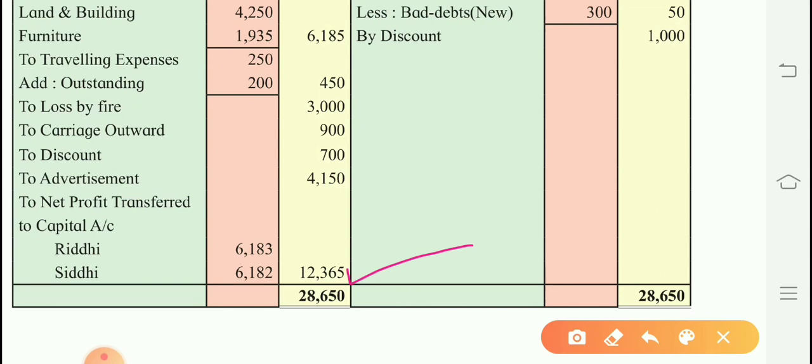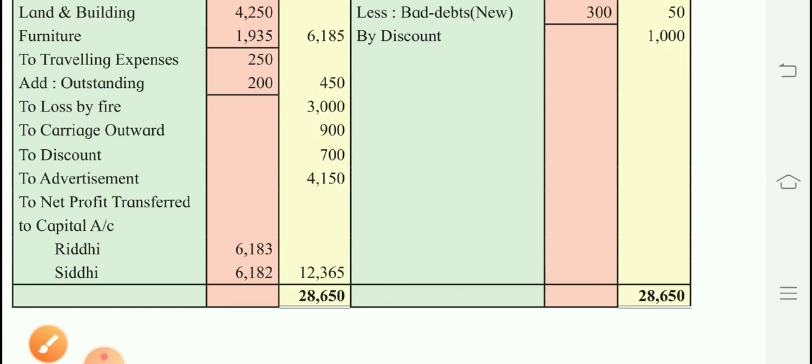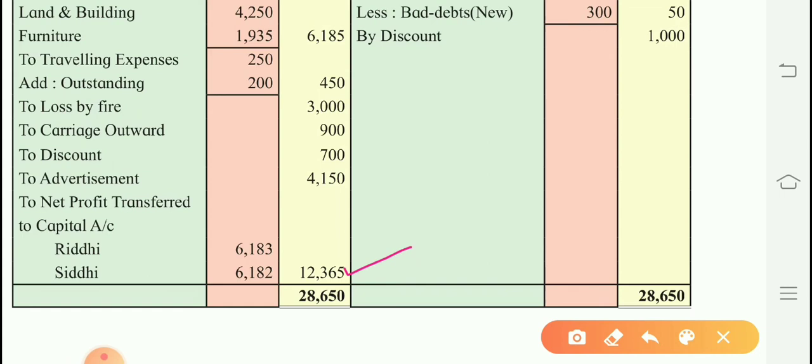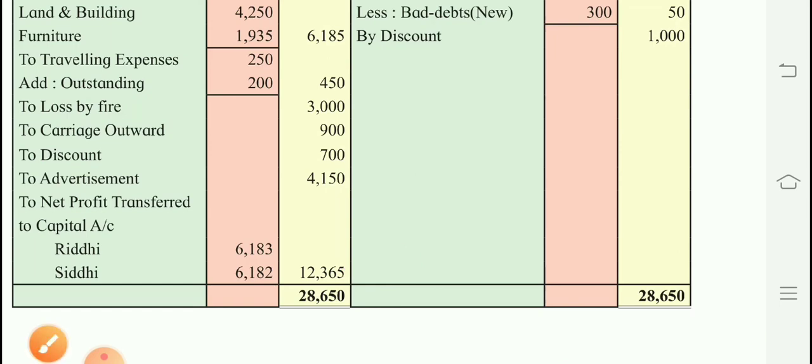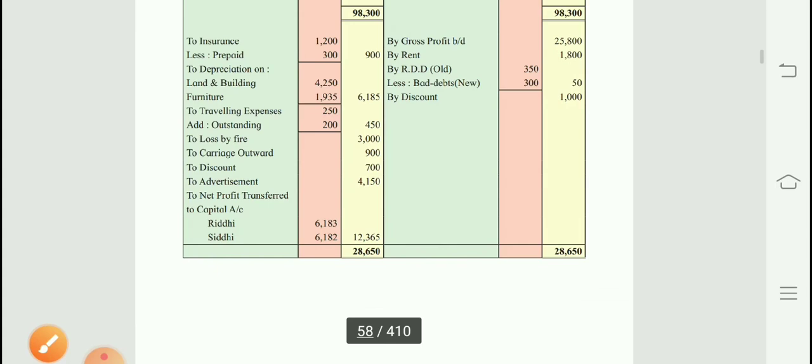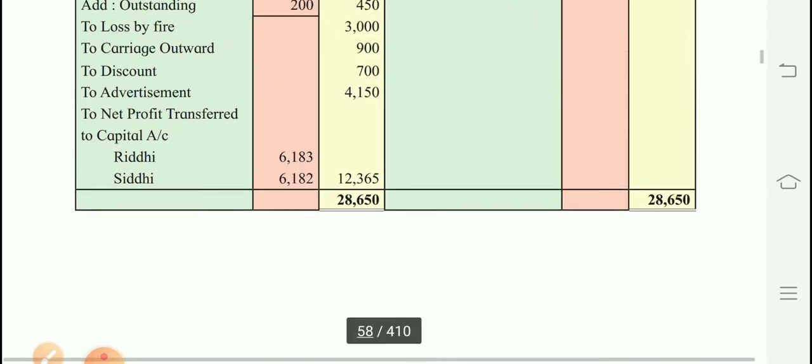In this question, there is no mentioning of profit sharing ratio of partners. All of you know the provisions. If partnership deed is silent about the profit sharing ratio, the partners will share the profits and losses in equal ratio. That's why we will distribute the profits and losses to these partners on equal basis. So first partner will get 6183 and second partner will get 6182. Then we will add these net profits to the capitals of partners.